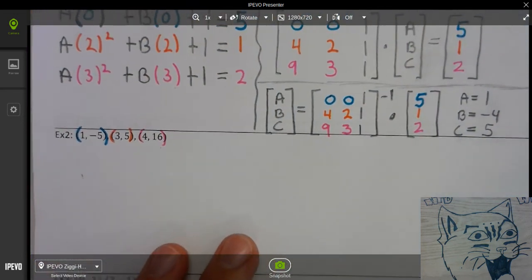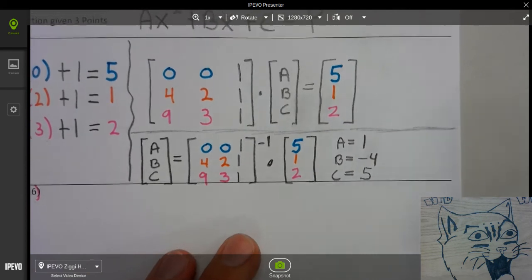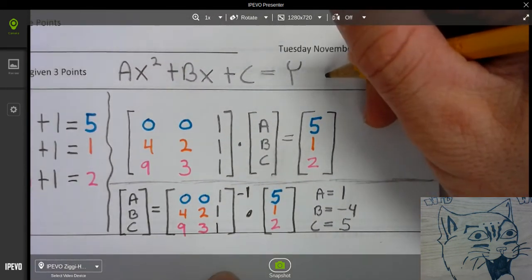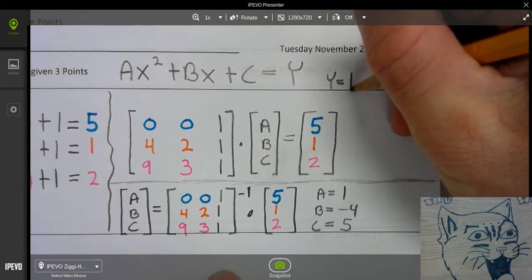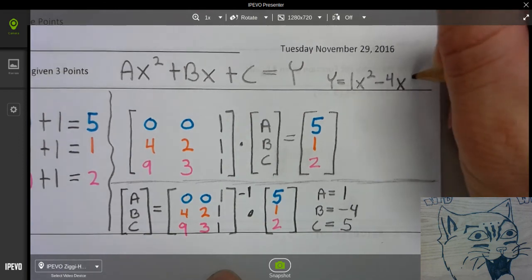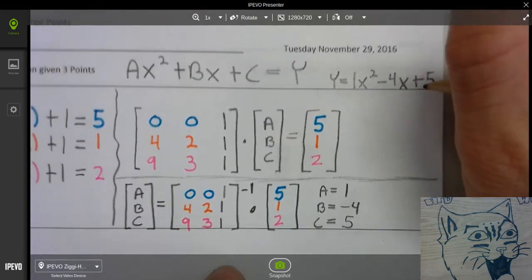Okay, so our equation, and I'm going to just put it at the top here. So our equation is y equals 1x squared minus 4x plus 5.